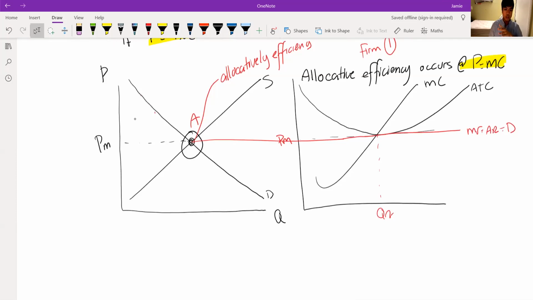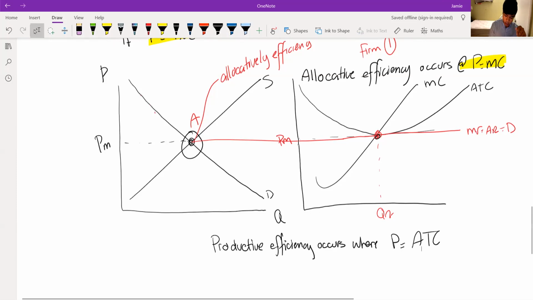Another type of efficiency I want to talk about is called productive efficiency. And productive efficiency, without going too much into detail, occurs where that market price is equal to the average total cost of production, which in our case here, if we look at firm 1, right, the market price is also equal to the average total cost of production.